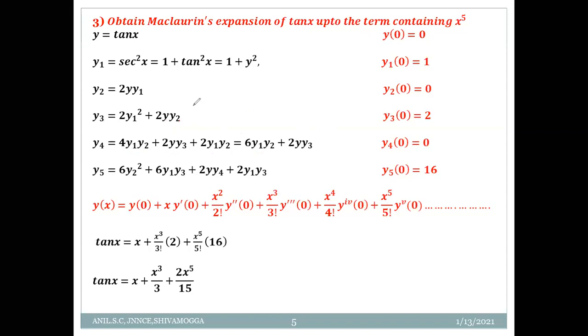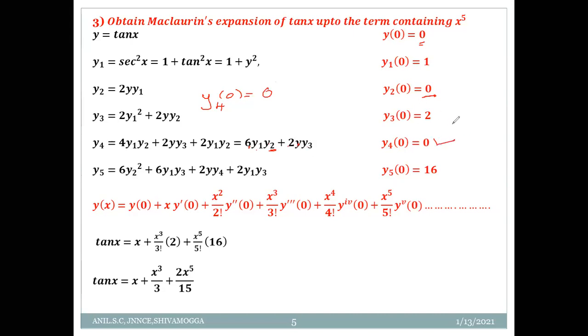Now put x is equal to 0. When x is equal to 0, this y4 will be y4 of 0. 6y1 y2, but y2 is equal to 0. Right? y2 is equal to 0. 0 into anything is 0. Plus 2y y3 and y also equal to 0. Since y is 0, 0 into anything is 0. Therefore, y4 of 0 is equal to 0.